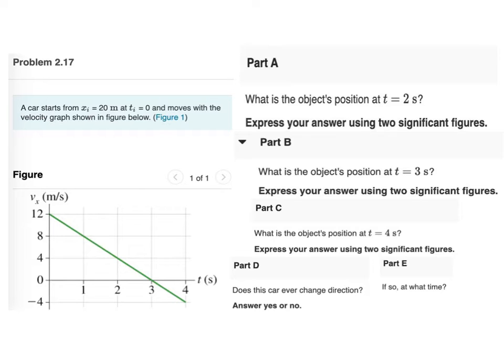Problem 2.17. A car starts from x_i equals 20 meters at t_i equals 0 seconds and moves with the velocity shown in the figure below. Part A, what is the object's position at 2 seconds? B, what is the object's position at 3 seconds? C, what is the object's position at 4 seconds? Part D, does it ever change direction? And part E, if so, when?